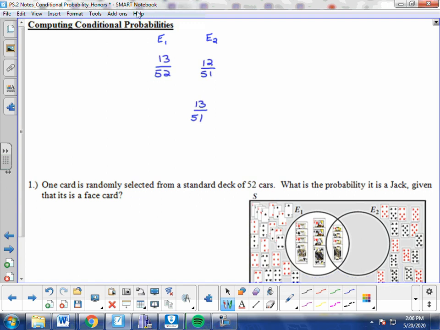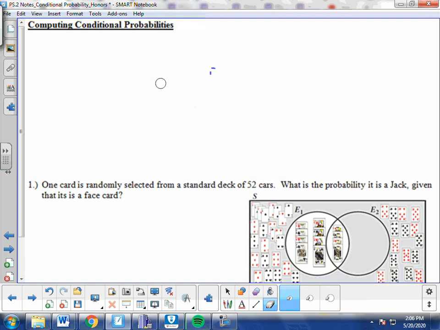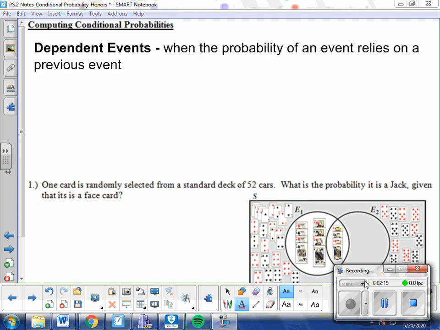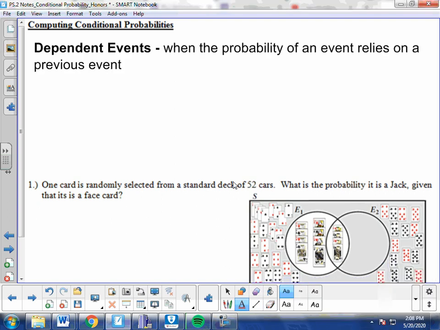So as you can see here, the probability of drawing a heart on the second draw, again assuming I'm not putting cards back, changes based on what happens in the first event. This is what we call dependent events. A dependent event is when the probability of one event relies on a previous event. So in that example, the probability of drawing a heart on your second draw relied on whether you got a heart on the first draw or not.